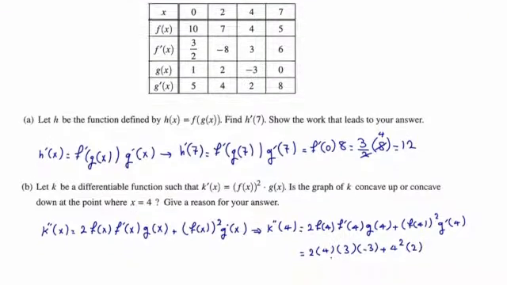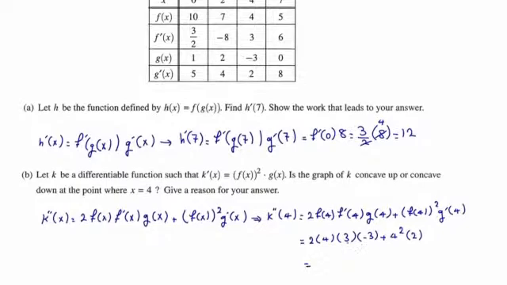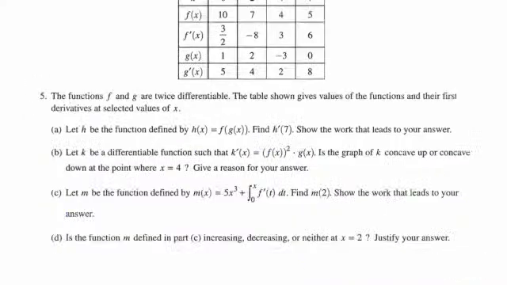And then if we calculate this part, 3 times 3, 9. 9 times 4, 36. 36 times 2, 72. We have negative 72. Plus 2 times 16, plus 32. So it will be negative 40. So because it is less than 0, we can say k is concave down at x equal to 4.